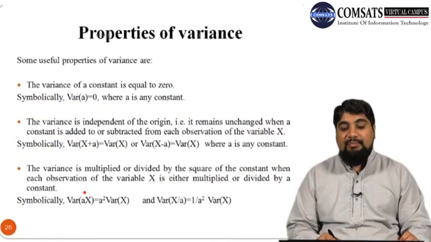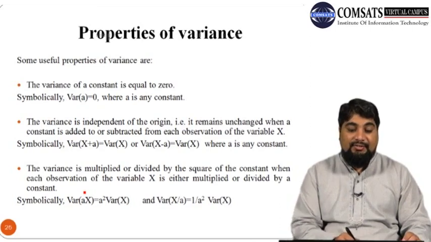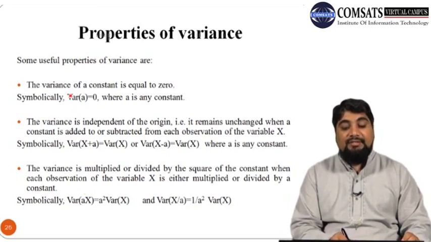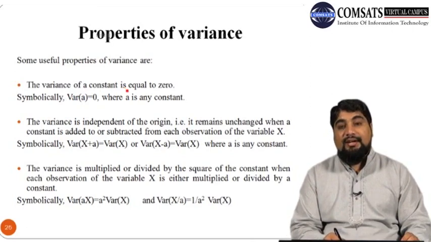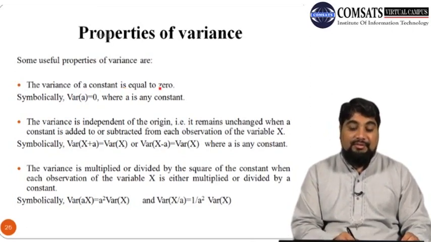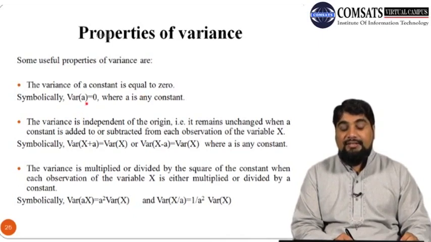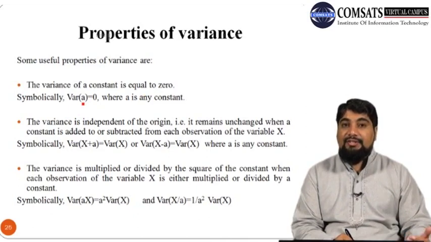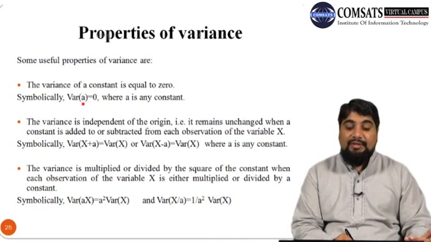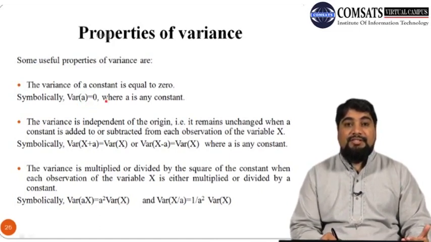So next we discuss properties of variance and standard deviation. So first we discuss properties of the variance. Some of the useful properties of variance are provided here. So first one is that variance of a constant is always equal to 0. So symbolically we can write it as VAR of A. Variance is usually denoted by VAR as well. So VAR of A equals 0 where A is any constant.